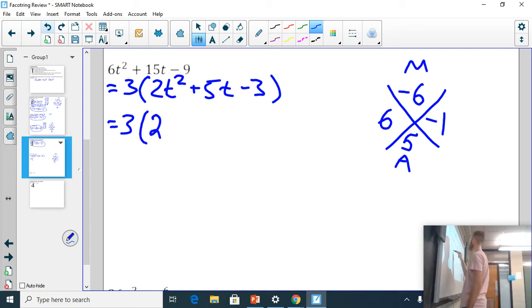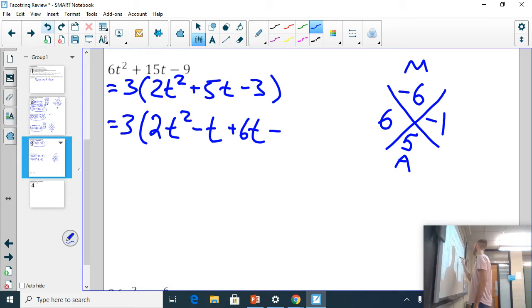And then we have 2t squared. And if I have a negative, I'm going to put the negative first. So minus 1t, or just t. And then we're going to have plus 6t. And then the minus 3 at the end.